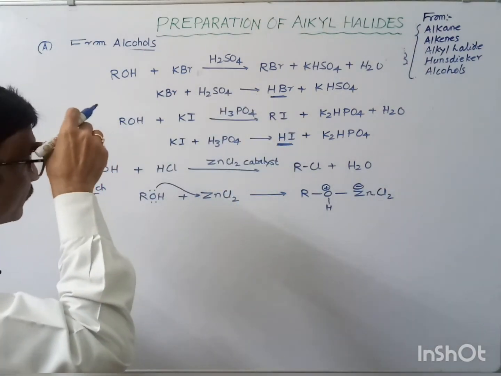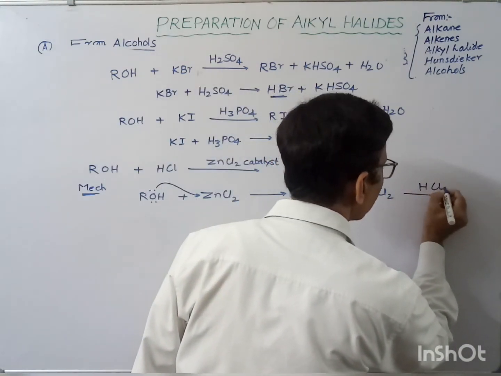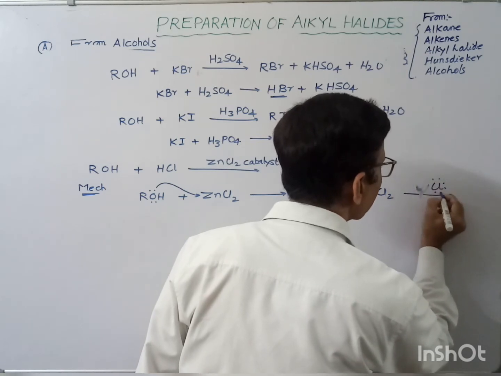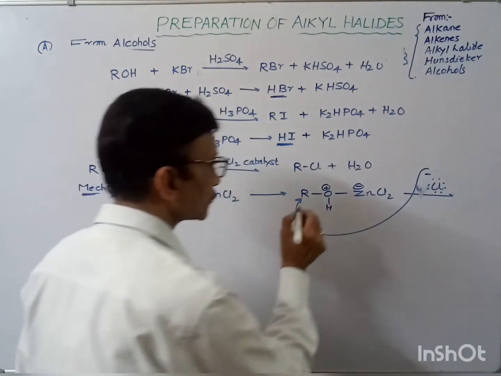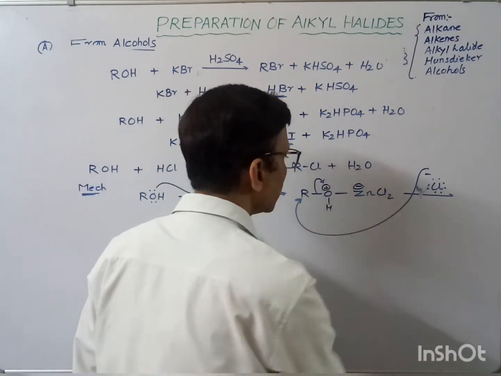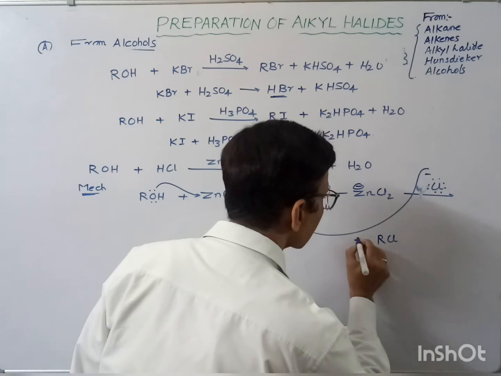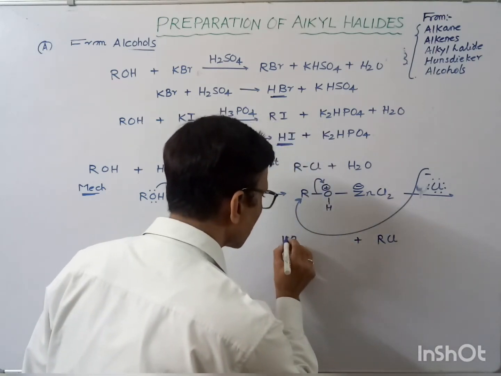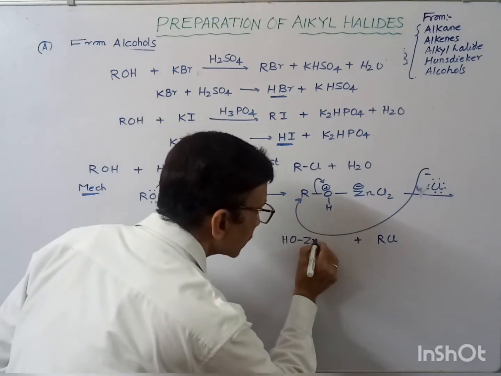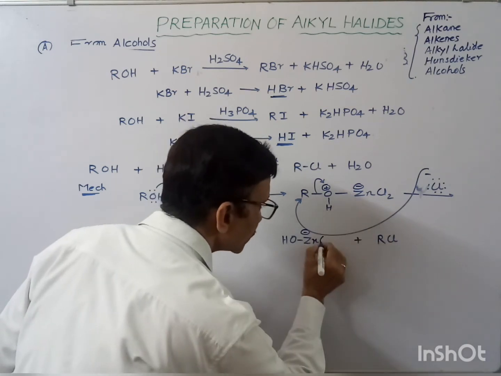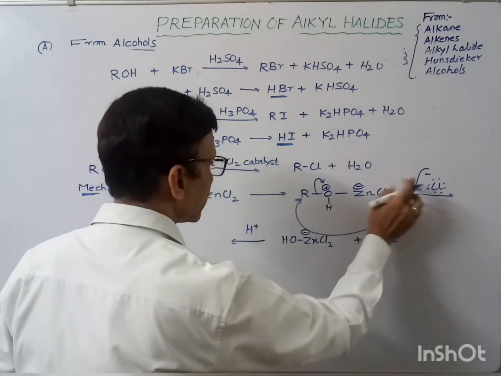Okay, now in the next step, we have this HCl in the reaction mixture. So chloride ion as a nucleophile, the backside attack, and so this bond will break. What we are getting is the alkyl chloride plus, this positive charge over the oxygen will get neutralized, and this minus charge over zinc, it still has a minus charge, in presence of the H plus of this HCl.